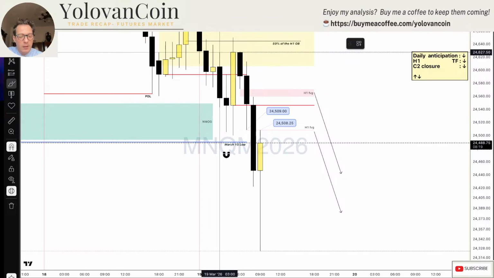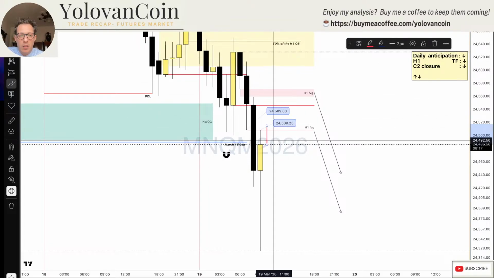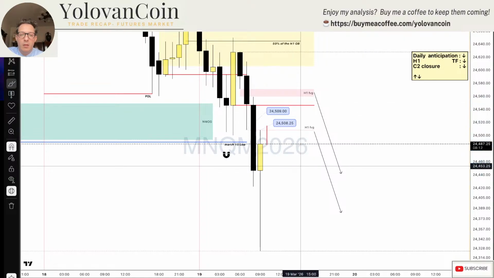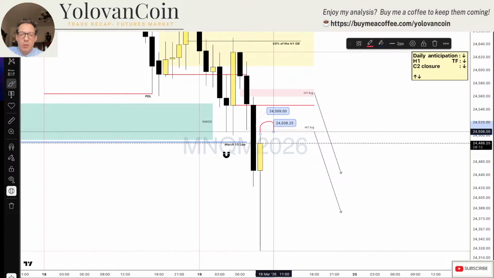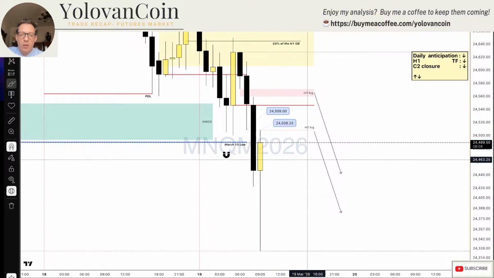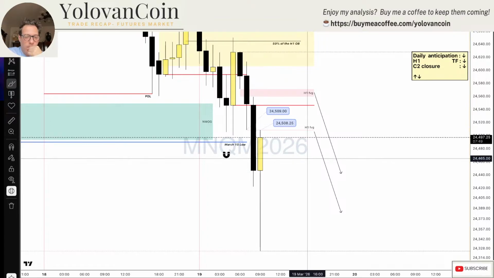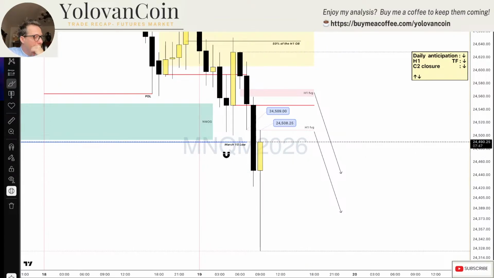Let me delete that one. I want to see a C2 here and a C3. I want to see a swing formation to go lower. All right, 520 is coming.